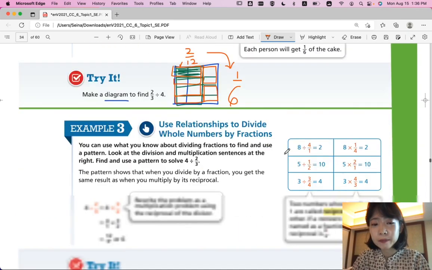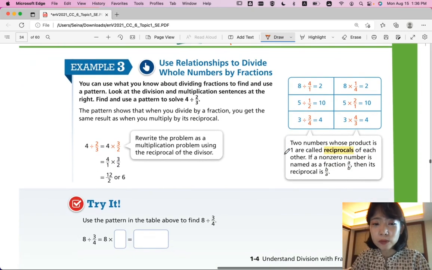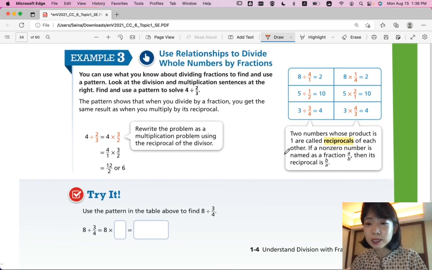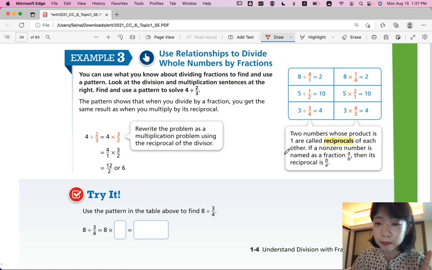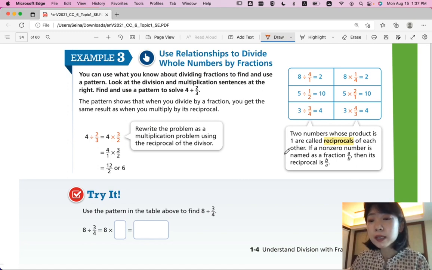Okay, example 3. Use relationships to divide whole numbers by fractions. You can use what you know about dividing fractions to find and use a pattern. Look at the division and multiplication sentences at the right. Find and use a pattern to solve 4 divided by 2/3. So example 2, we use the diagram, right? But now we're going to look at the pattern and see if we can solve this numerically.